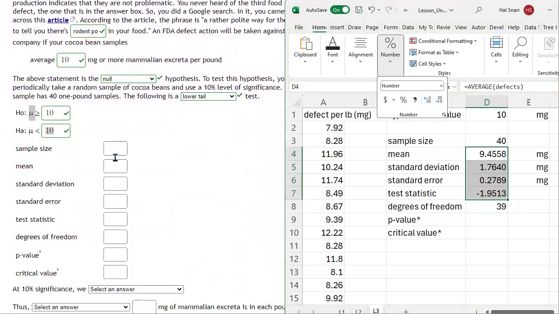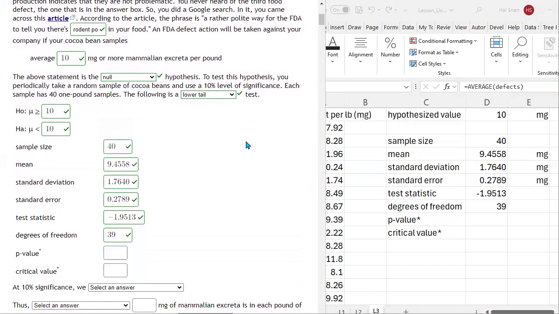I'm going to go ahead and put them in here. So I'm going to be on hold for a second. All right, welcome back. I've entered these values in. We've got them all correct.